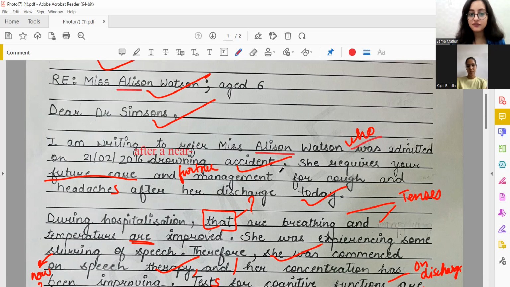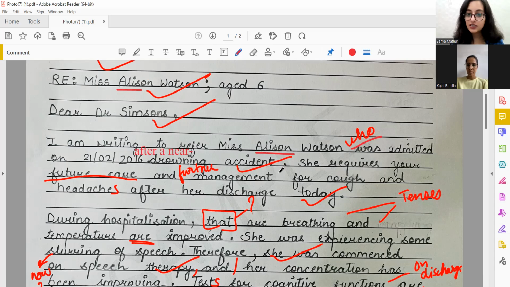Then you had written, she requires future care and management for cough and headache after her discharge today. So the purpose is partially clear. Instead of future care, you could be more particular, because actually from the GP you require monitoring for cough and headaches. So you could write monitoring and further management. Why further? Because some management is already done at the hospital. Now you are asking the GP that if the condition worsens, they can manage her condition accordingly. So further management would be appropriate.